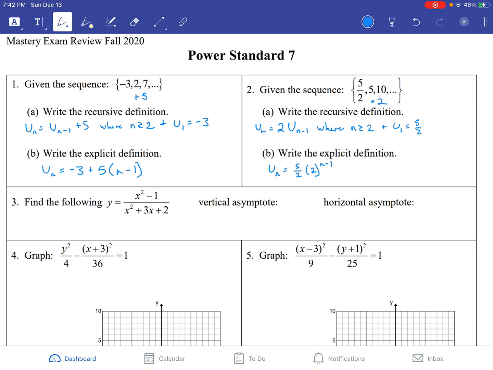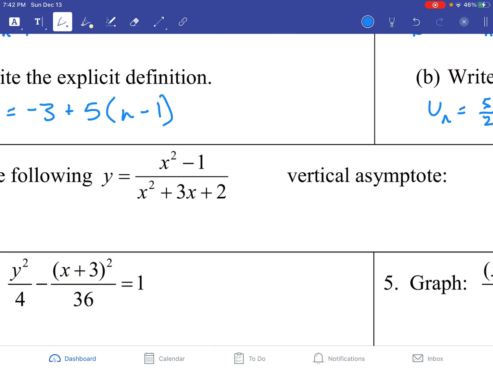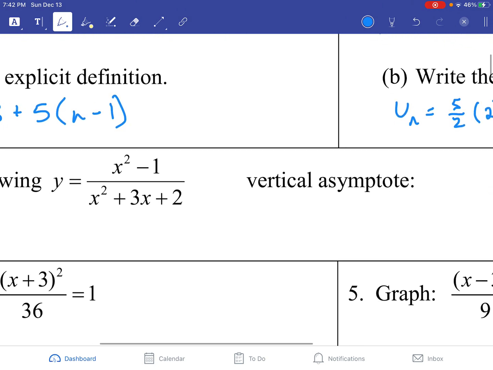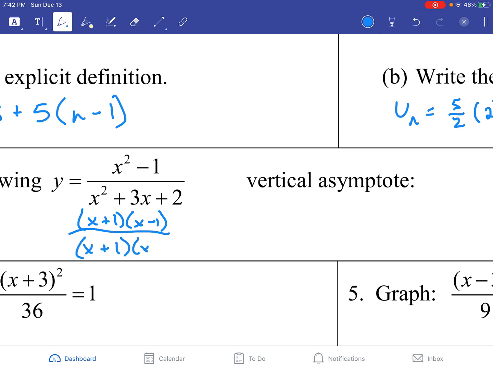All right. For this, we have some simple stuff for graphing rational functions. We're going to tone this down for the master exams. To find the vertical asymptote, we're going to take the equation. We've got to factor it out. So we're going to have x plus 1 and x minus 1 on top. On the bottom, we're going to have x plus 1 and x plus 2.